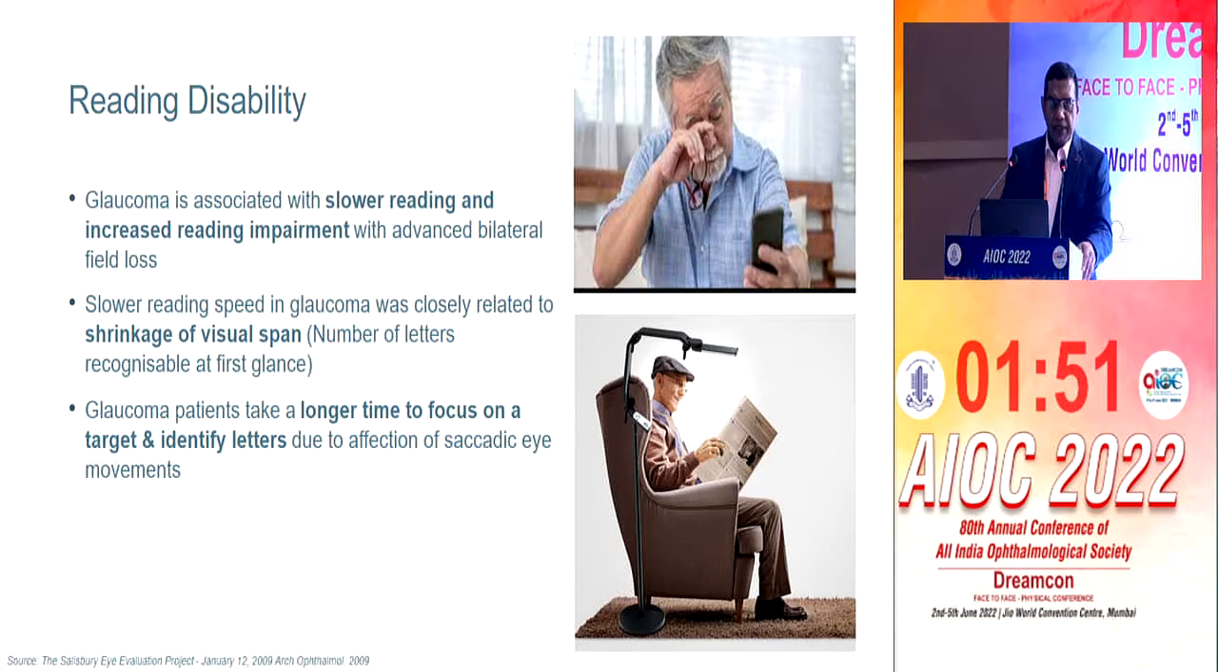Reading disability. When we are aging and advanced glaucoma sets in, the glaucoma itself causes a problem. So there is slow reading and increased reading impairment with advanced bilateral field loss. Slow reading speed in glaucoma was closely related to shrinkage of visual span. Glaucoma patients take a longer time to focus on a target and identify letters. So the effect on saccadic eye movements is a problem. So reading is really difficult. And in old age, reading is sometimes the hobby. You spend a lot of time in sedentary life, and if reading is problematic, it is very, very difficult.